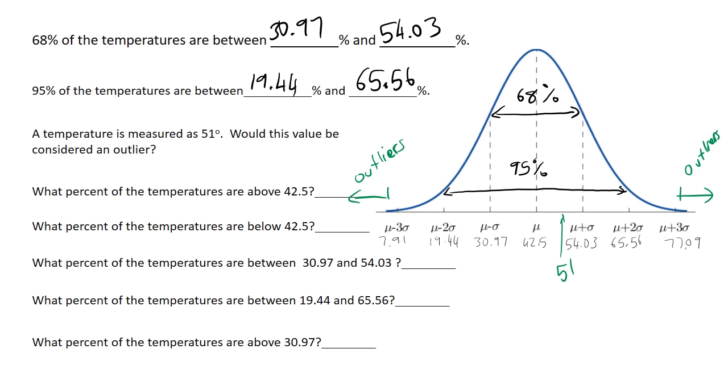A value that's within 68% would be a likely value, and data within 68 to 95%, 2 standard deviations away, would be somewhat likely. Actually, let's put somewhat likely in here and then less likely for this part. And outliers would be extremely less likely.